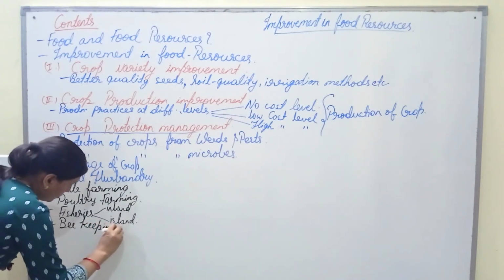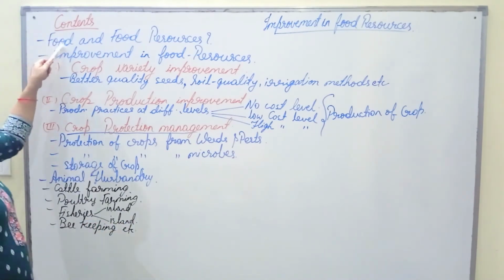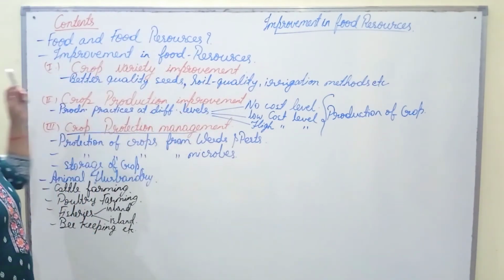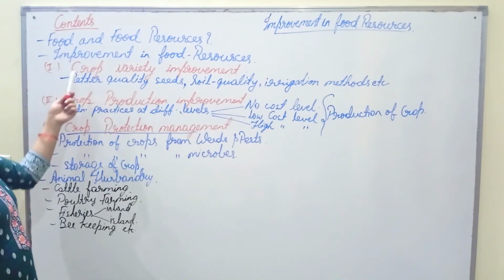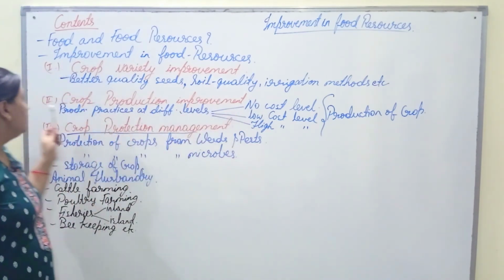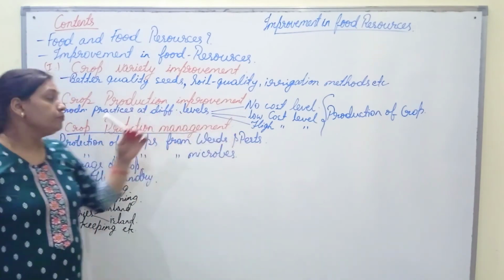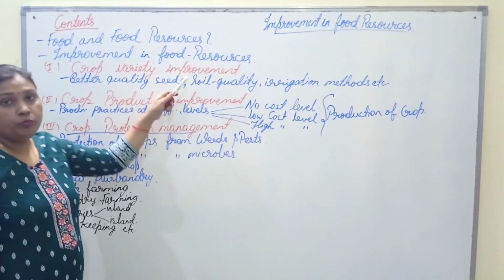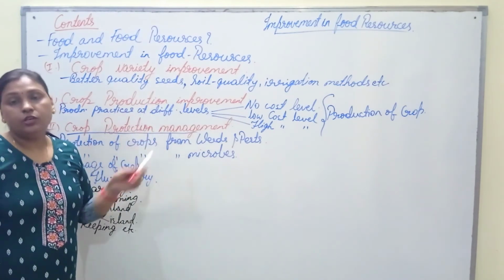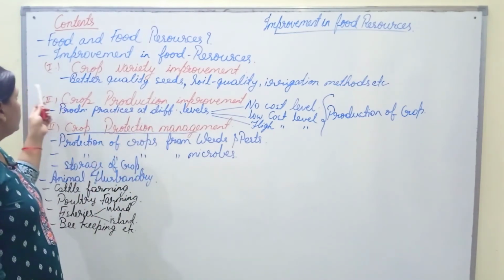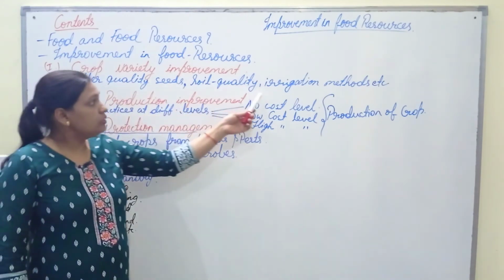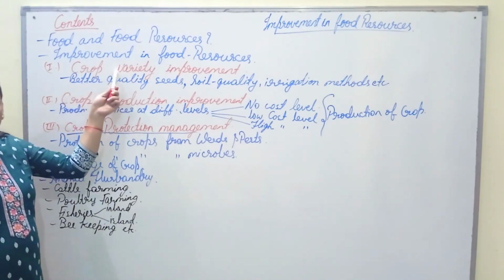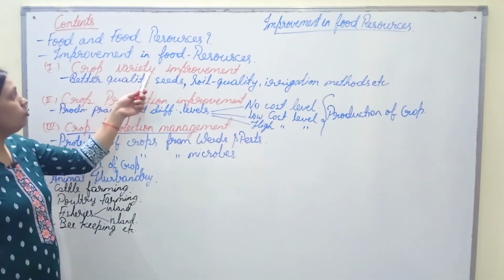So first we will talk about food and food resources, then we will talk about the improvement in food resources, and this consists of 3 steps. First is crop variety improvement, second is crop production improvement, and the third one is crop protection management. In crop variety improvement we will discuss how the variety of crops can be improved. This can be improved by better quality seeds, soil quality, irrigation methods. We will discuss all these things under this topic, crop variety improvement.